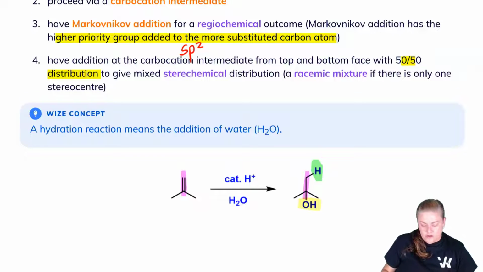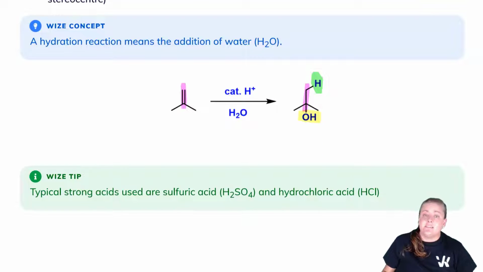Now, the last thing I'll draw your attention to is the fact that this reaction is acid-catalyzed, which means that we need to add a proton source in order for this reaction to proceed. This uses typical strong acids like sulfuric acid and hydrochloric acid. Anytime you see H2SO4, this will be a catalytic acid, a source of the proton, or H+.